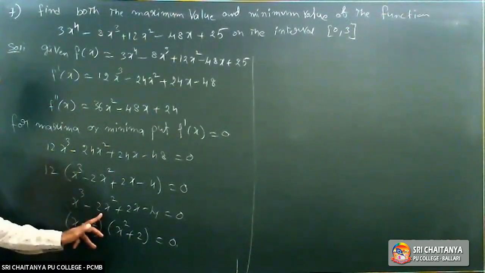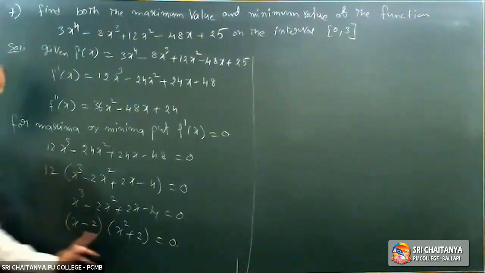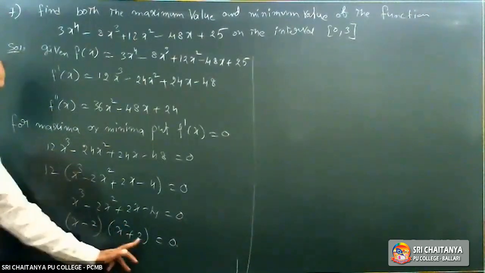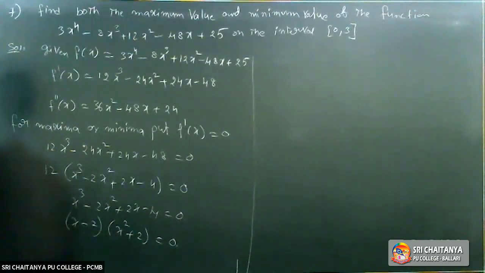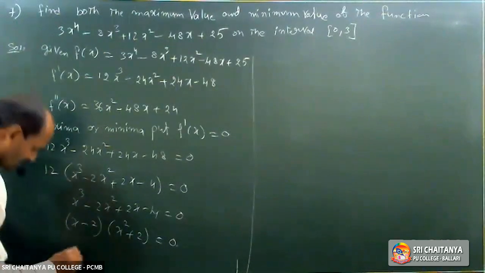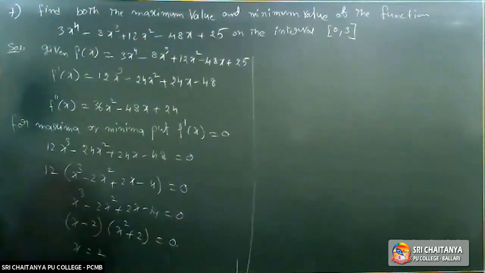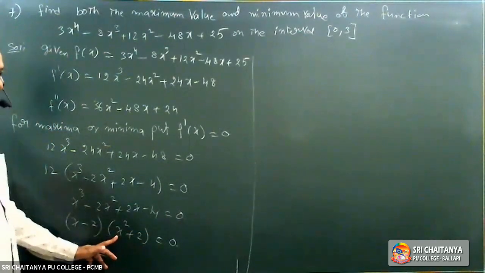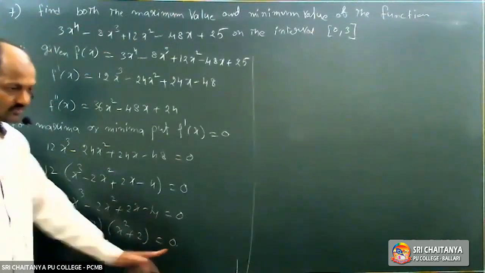Minus 2 into x square. So x into 2, 2x minus 2 into plus 2 minus 4. So here x is equal to plus 2 only. Another value, x square is equal to minus 2.